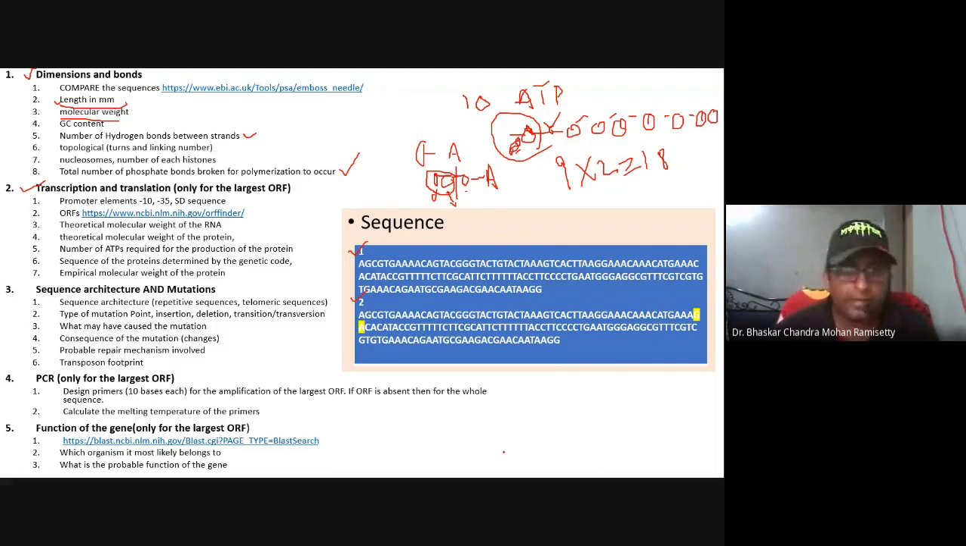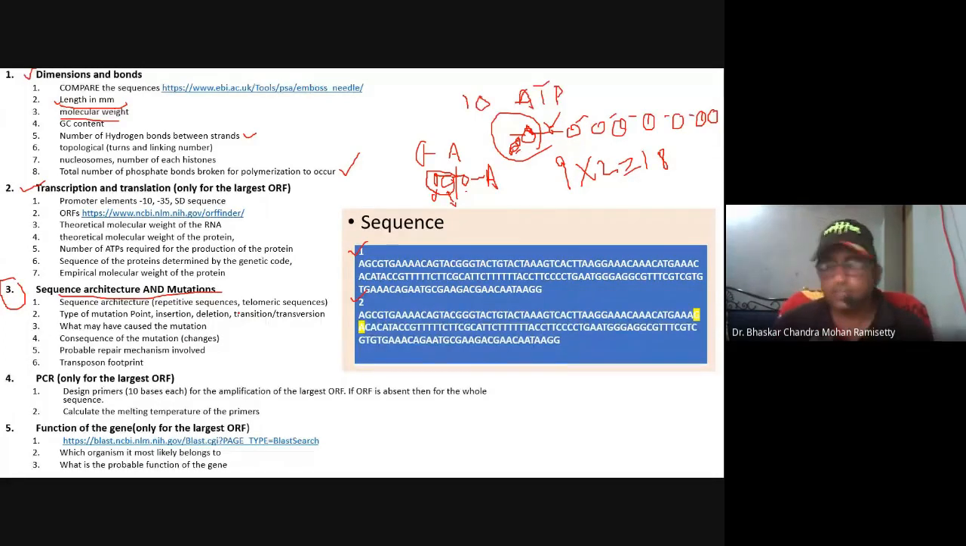Before I leave, this will determine a lot of your skill: sequence architecture and mutations. When you are comparing, you should describe what kind of mutation it is and the consequence of those mutations. You should also predict how that mutation may have happened, what might have caused it. And you should also tell how that mutation may be repaired, and if it is single stranded, assume how it can be repaired. I will send this as such. You try to do all your analysis.